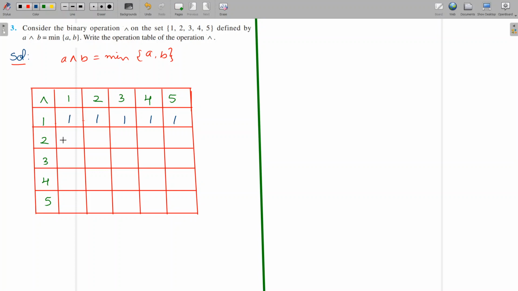So minimum of 2 and 1 is 1. Minimum of 2 and 2, 2. Minimum of 2 and 3 is 2. Minimum of 2 and 4, 2. Minimum of 2 and 5, 2.